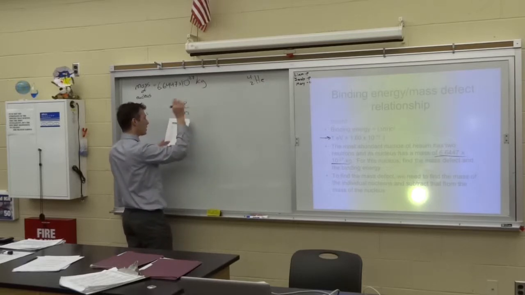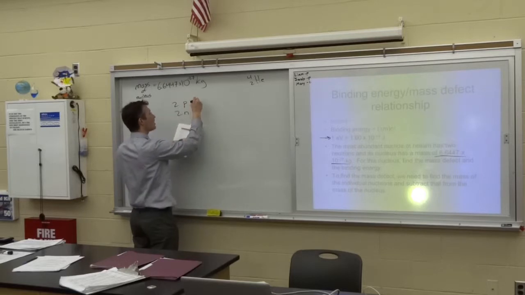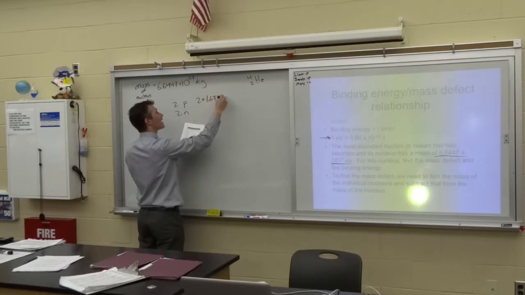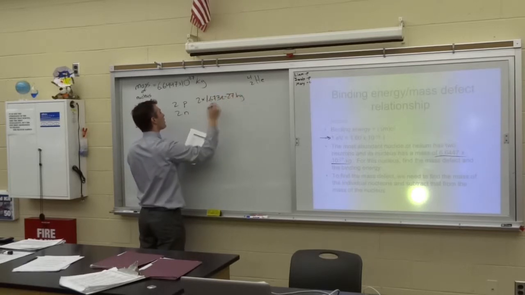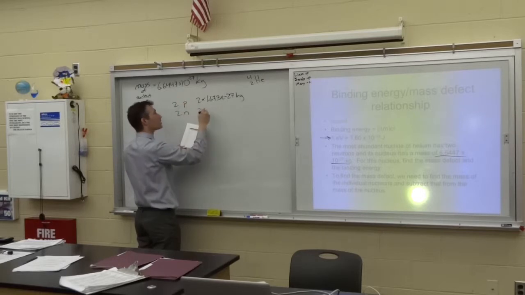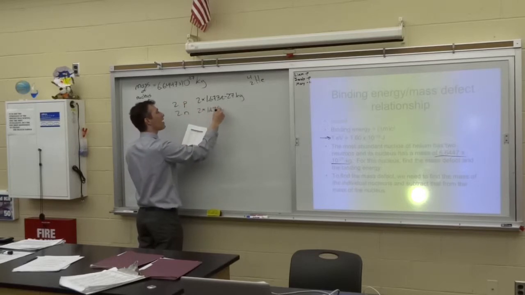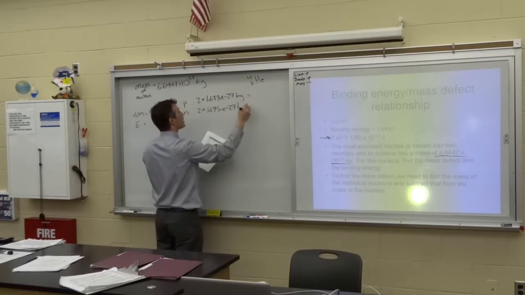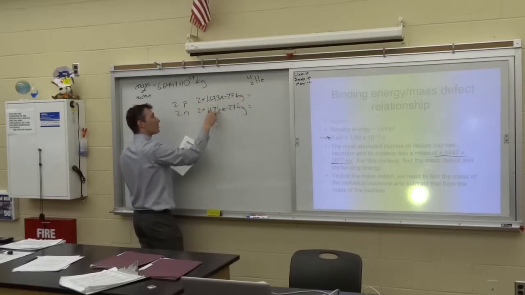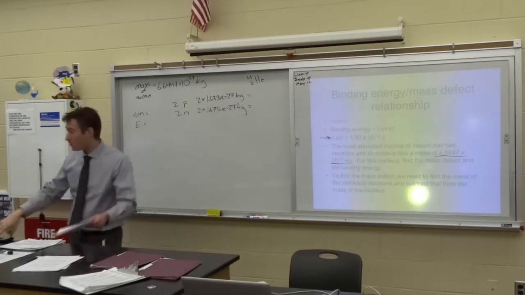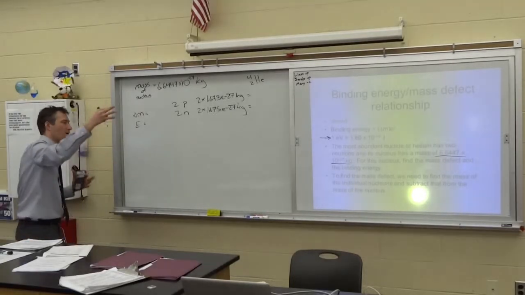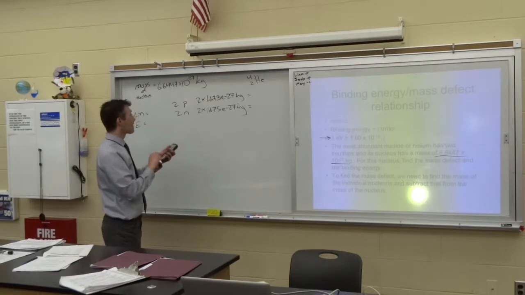All right, so the data booklet tells me that in kilograms, the proton has a rest mass of 1.673 times 10 to the negative 27th kilograms, right? And then the neutron is 1.675 times 10 to the negative 27th kilograms, right? So I'll multiply both of those masses by 2, I'll add them together, and that will be the mass of my 4 separated out nucleons.